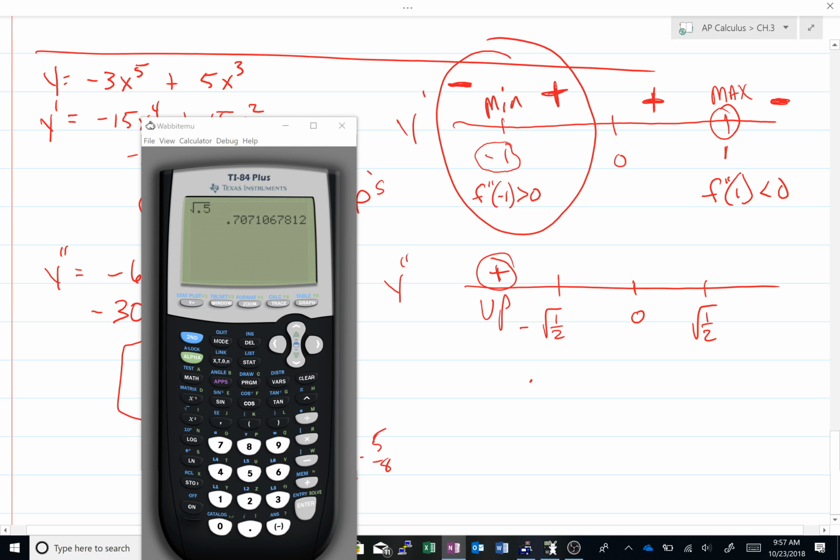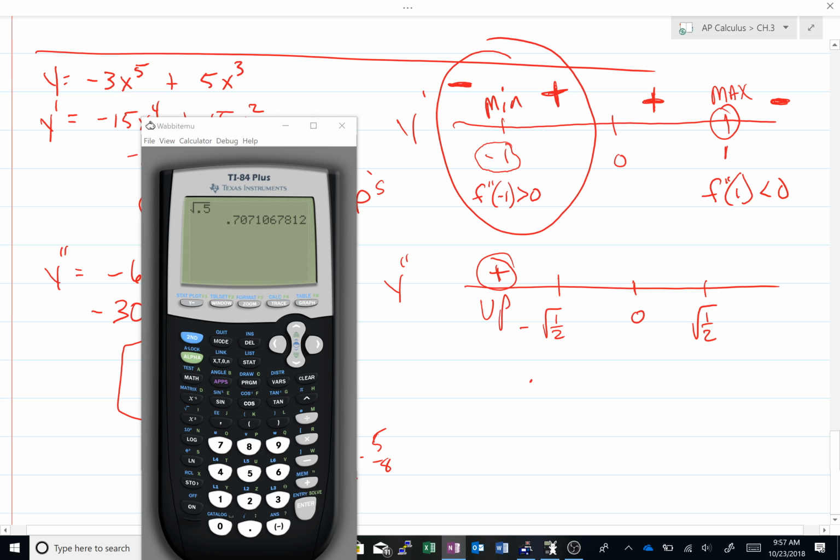All right, guys, let's see if we can take all this information and piece together what's going on here. I'm going to put my extremas in red, and I'm going to put my points of inflection in green. I've got 0, negative square root of 1/2, and positive square root of 1/2.